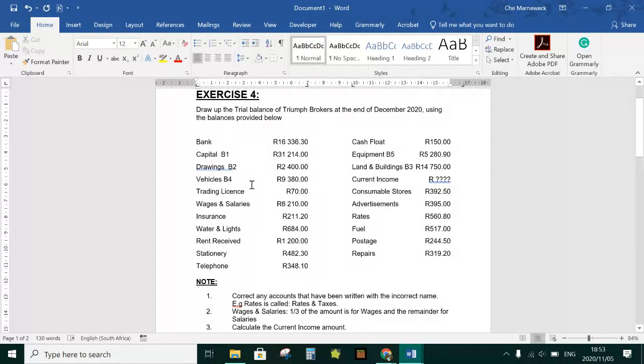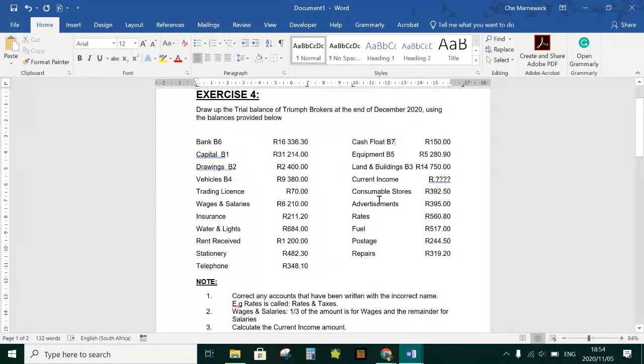So do we have debtors control? We have a look. We don't have debtors control. Do we have bank? Yes. So after 5 comes 6. So bank in this exercise will be B6. Do we have cash float? Yes. So that'll be B7.